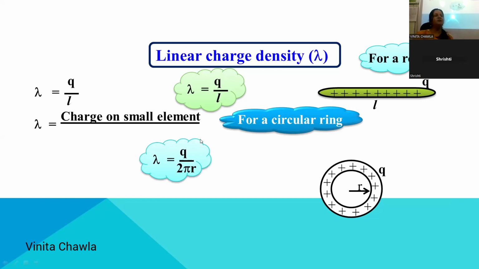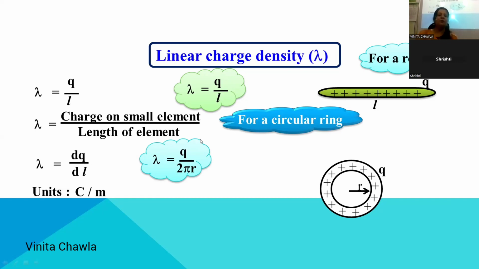So if we consider a small line element, then we take a small charge, a small charge on a small line element. So it is dq by dl. Okay. Charge on a small element upon the length of the element is dq by dl. The unit of lambda is coulomb per meter, because the unit of charge is coulomb and that of length is meter. So it is coulomb per meter.